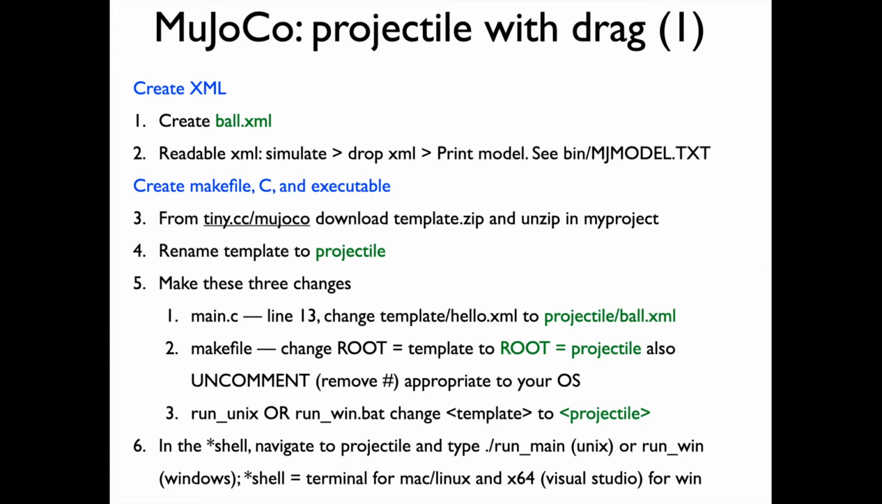Okay, so let's get started. What I'll do is take the hello.xml example and modify it to create a projectile. Essentially, we'll call it ball.xml, and then we'll test it with simulate. And once we do that, we'll proceed to the second part.